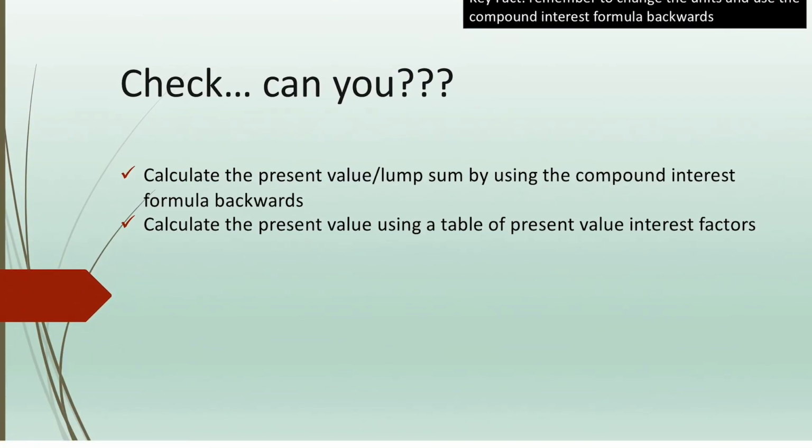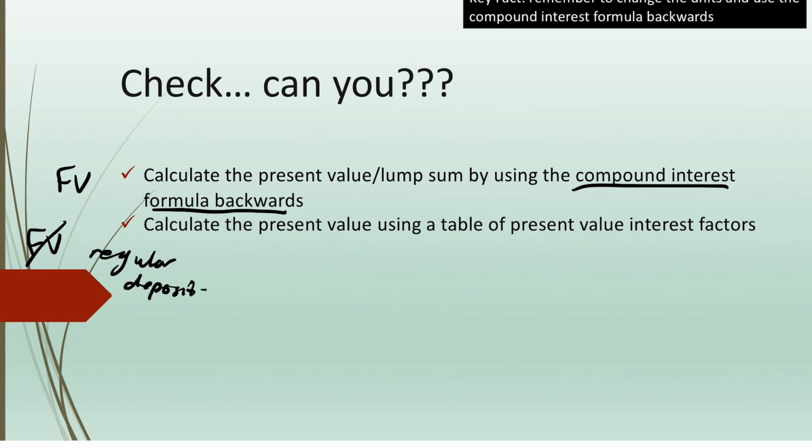So in this lesson, we have looked at present value. We've calculated it in two ways. One, when we have the future value, we can just use the compound interest formula backwards. Or, if we don't have the future value, but we know the regular deposits, we can use the present value table of interest factors to find the present value.